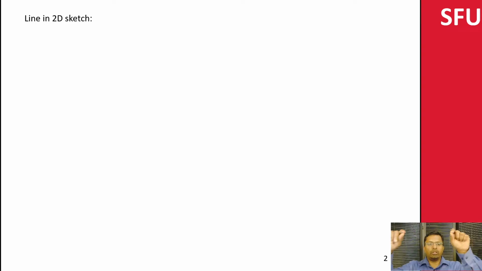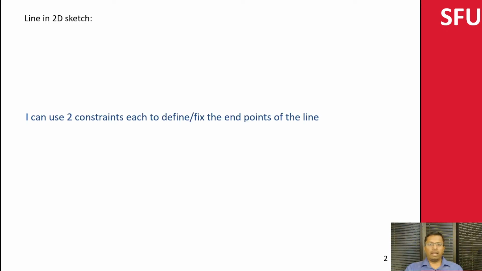If you think about it, you can have two constraints to define the left side, and two constraints to define the right side. That basically means if I have to fully define the line, I can constrain each of those two points, and hence I end up with four constraints.